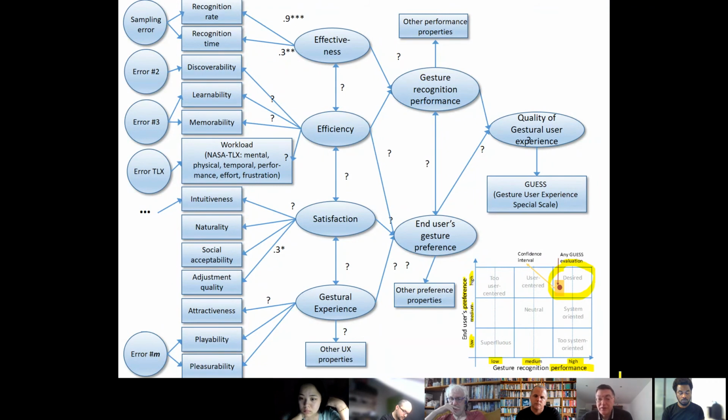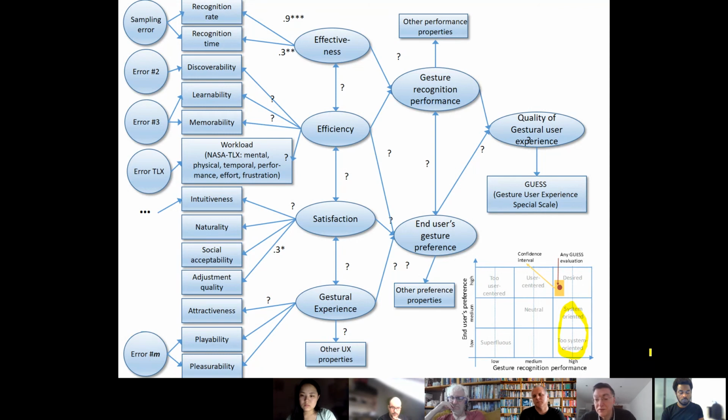So for instance, if I say that the performance of the system is low, so the system does not recognize my gestures and I don't like the gestures, in this case it will be superfluous. What we can see today is that several systems are very good for the performance. We have seen, especially with machine learning and deep learning techniques, once the gesture set is completely specified, then we can run those excellent techniques and the recognition rate is almost perfect, like 95%. So we are in this column because the performance of the system is very high, but the user preference is usually low to medium.